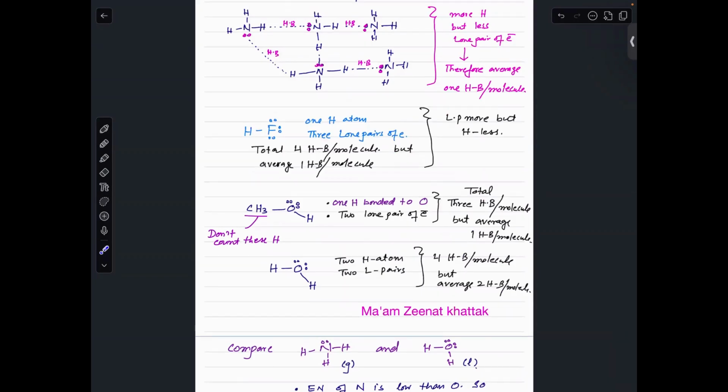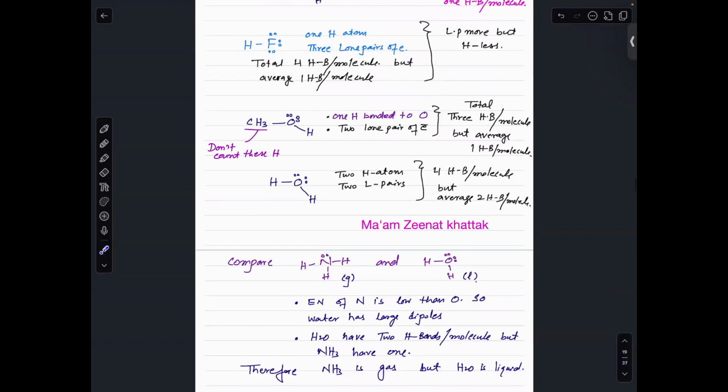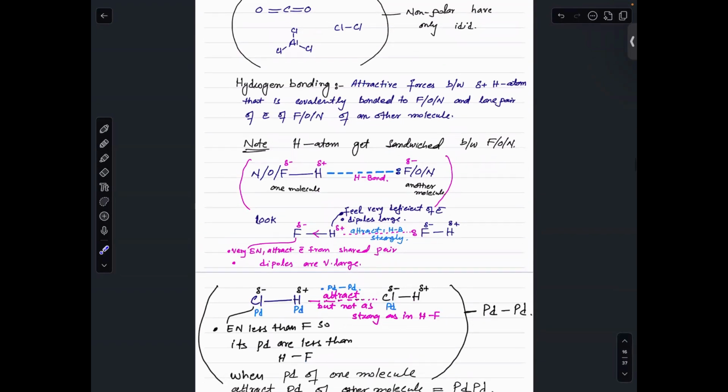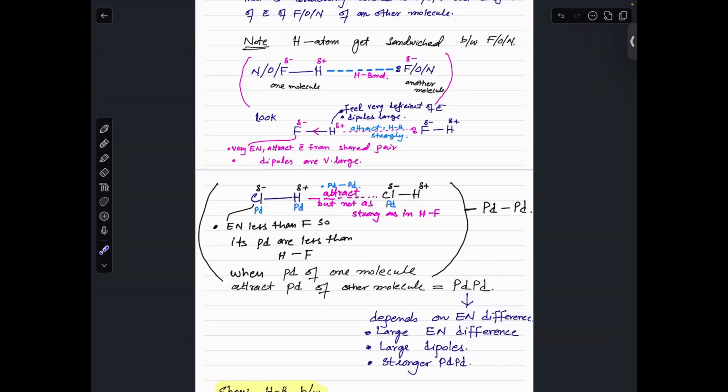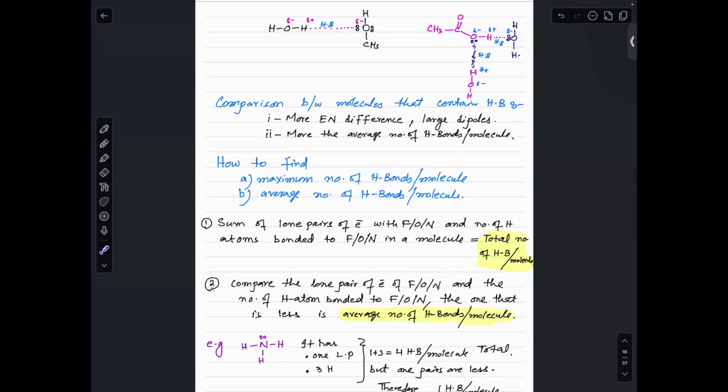Now, the other thing is what? The PDPD interaction. The PDPD is given here. It is described here. Look, when the electronegativity difference is not very large, then we say that it is what? PDPD interaction. And PDPD interaction depends on electronegativity difference, larger dipole, stronger PDPD. That's it. And IDID depends on what?